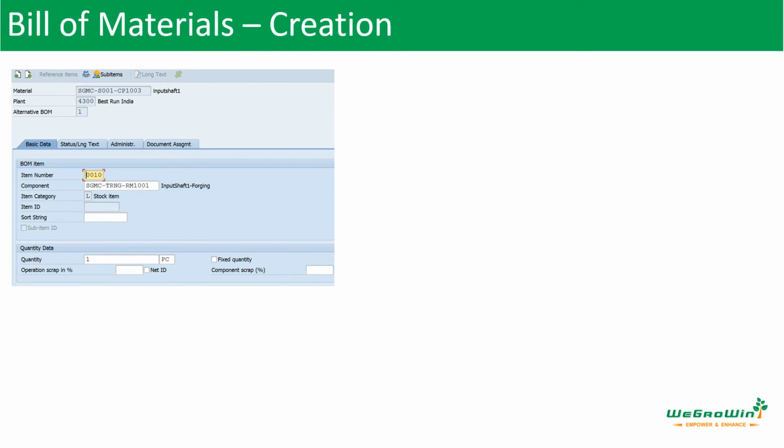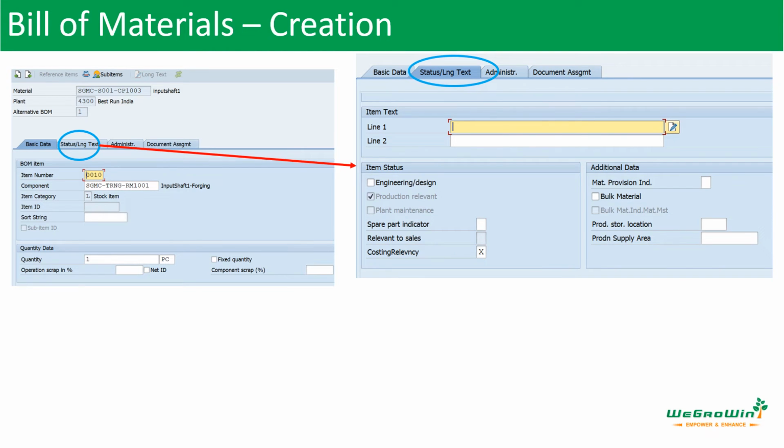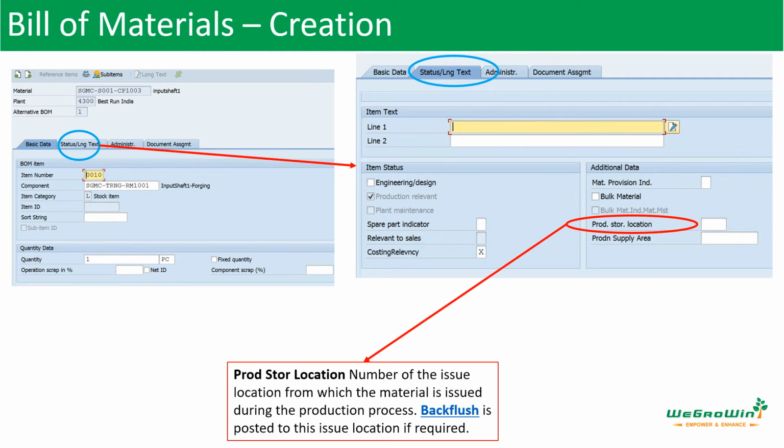Now, as we said, we are in the first tab, the basic data, but we want to see some more details. Let us go to the status long text tab. In the status long text tab, we are seeing various details. One is the production storage location. This production storage location is the issue location from which the component has to be consumed during the backflush. Again, in the material master we would have given this production storage location, but now this can be overwritten in this bill of material, because a specific product may be used at a specific location. At that time, you can change it here also.